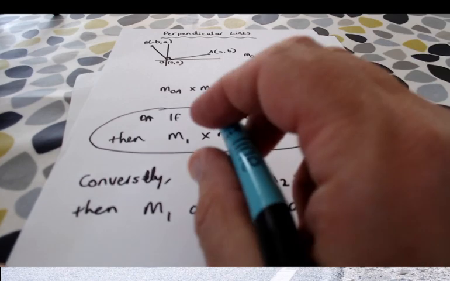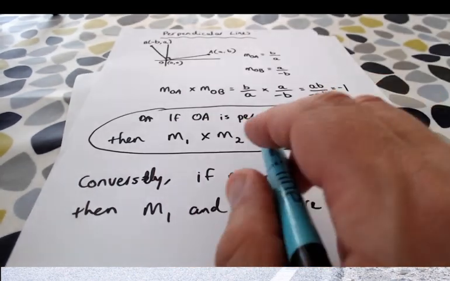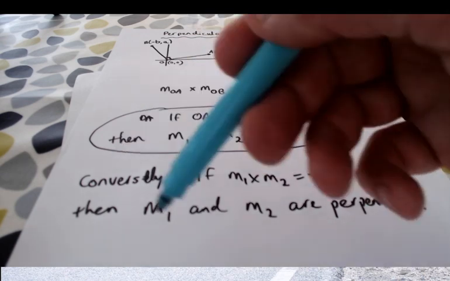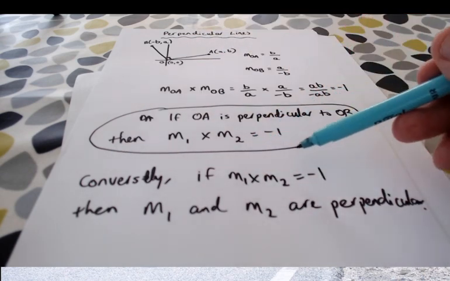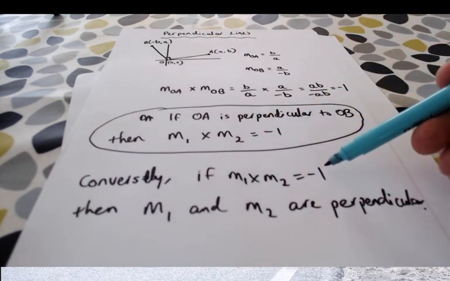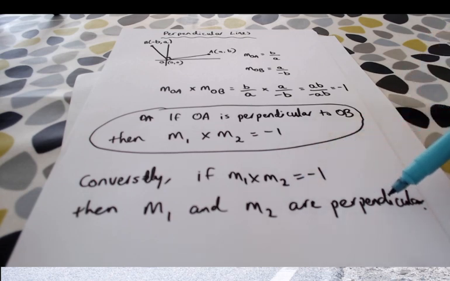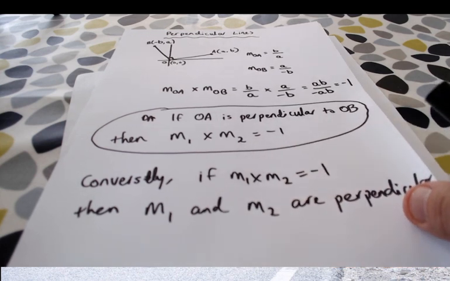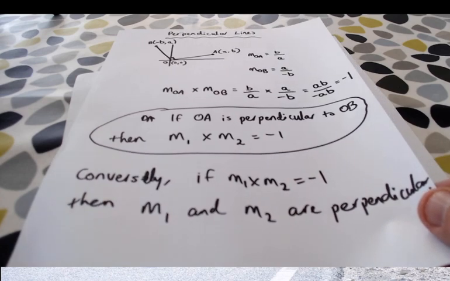Okay, so if we have perpendicular lines, their gradients will multiply together to make minus 1. If we do that in reverse, if we multiply two gradients together and we get minus 1, it must mean that the lines are perpendicular to each other. So there's a little bit of mathematical facts for us that we're going to use when trying to calculate gradients of perpendicular lines. Okay?